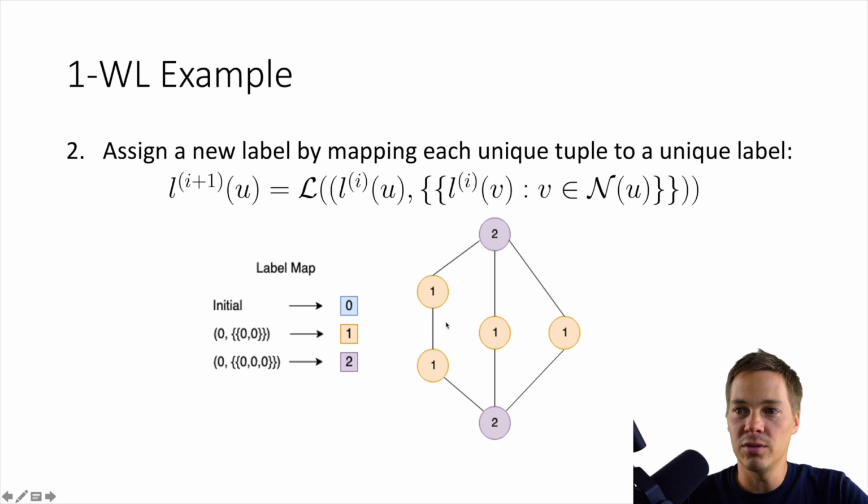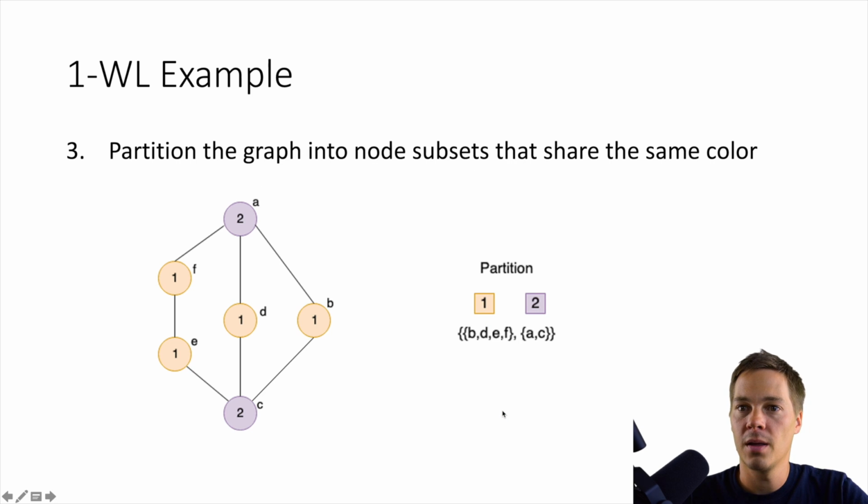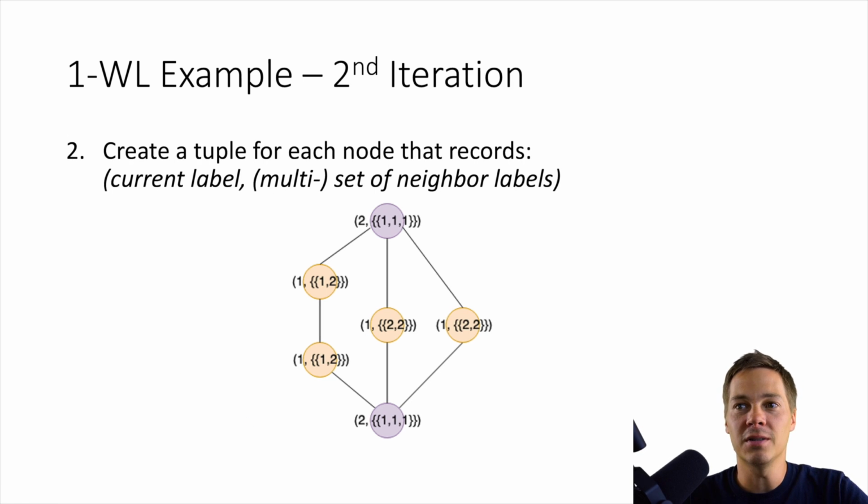Now we have 4 nodes with this color and 2 nodes with that color. Finally, we can partition the graph based on shared colors. So all of the nodes that have the orange color are B, D, E, and F, and the nodes sharing this color are A and C. We can repeat this again.